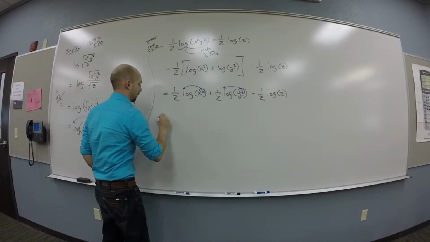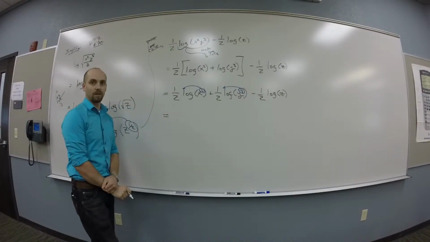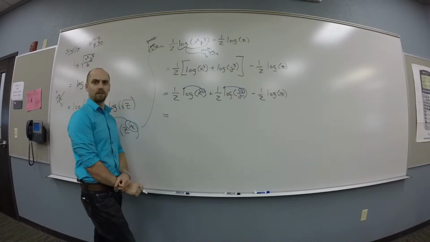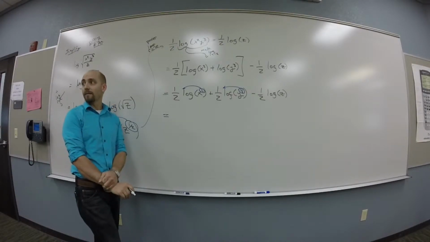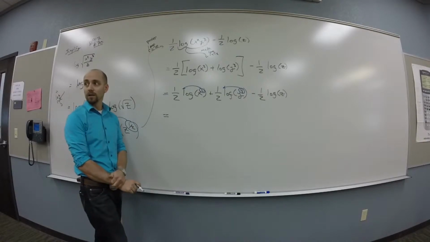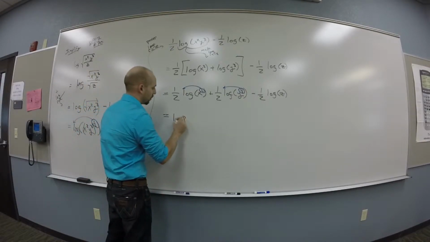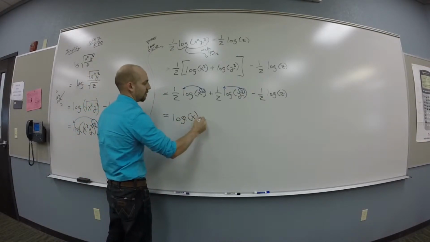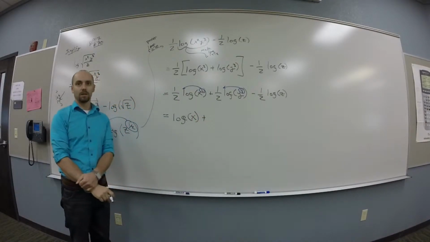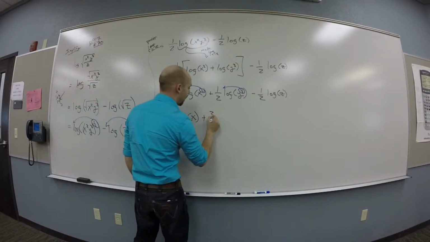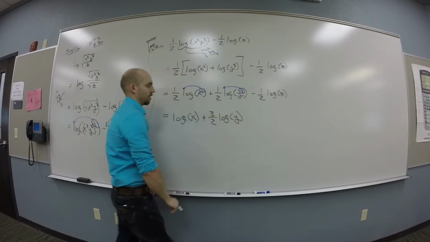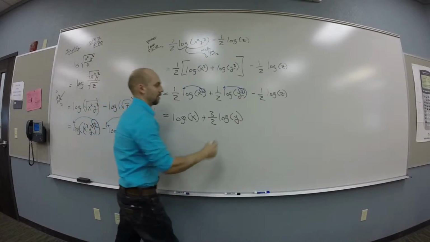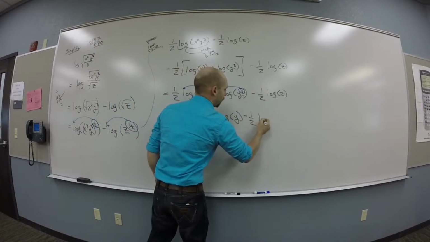I've got log of x on the left. Why? Because 1/2 times 2 is 1. The 2 that I pulled out and the half that was there canceled, right? So I get log of x plus 3 halves log of y minus 1/2 log of z.